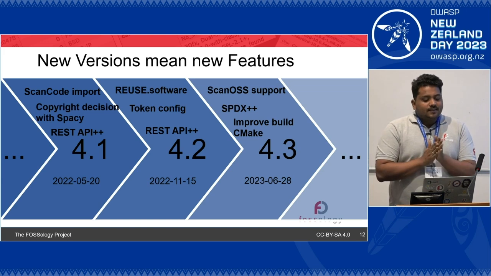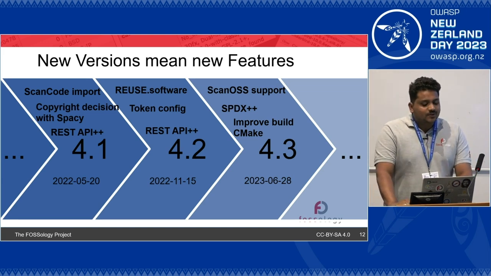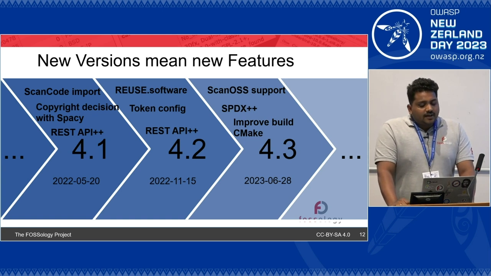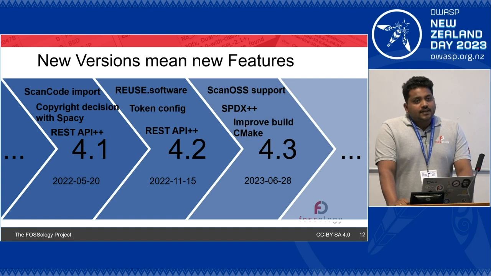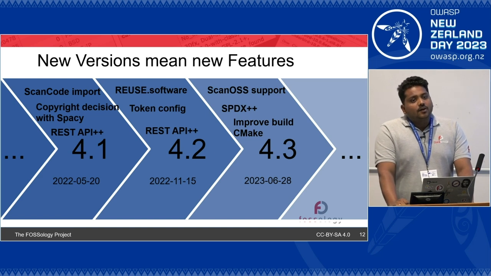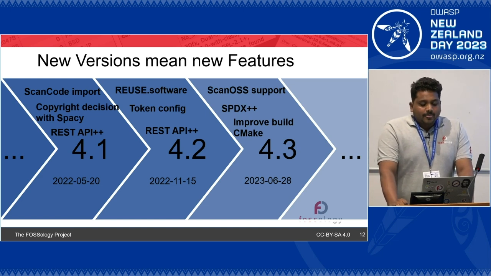So for new versions, we are continuously working and providing new versions of FOSSology. If you take 4.3, which was very recently released, last month on the 28th, we have added support for the ScanOSS agent. This is the snippet scanning tool. We have provided SPDX guidelines on reporting licenses, and also improved the build system.